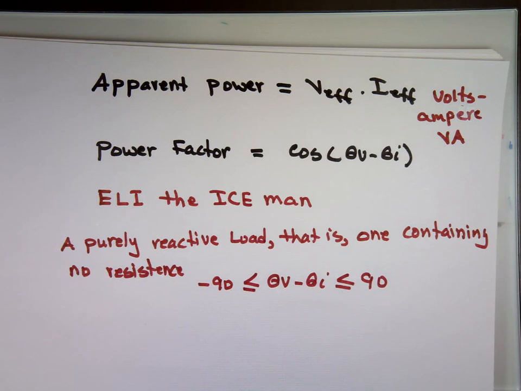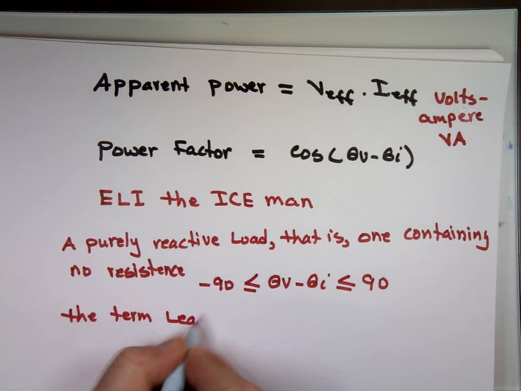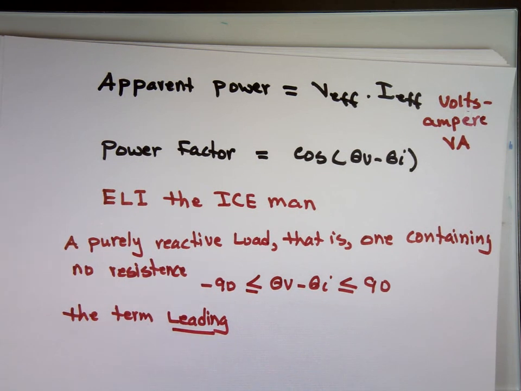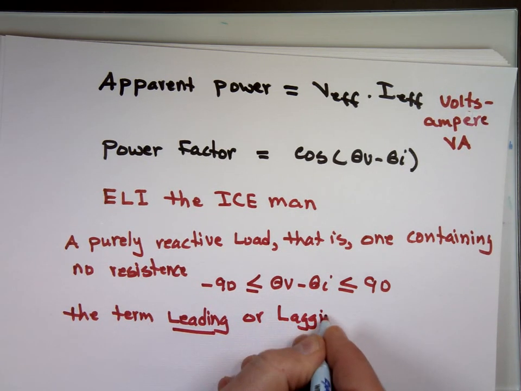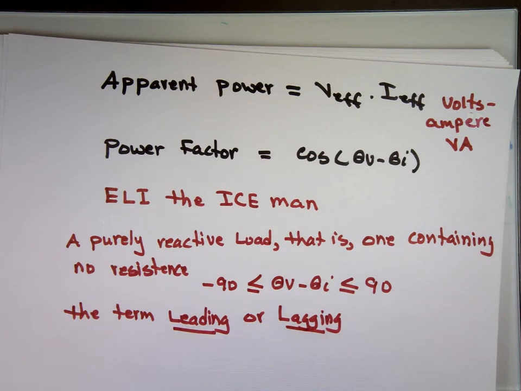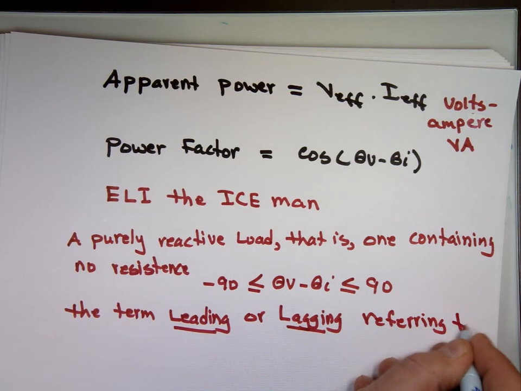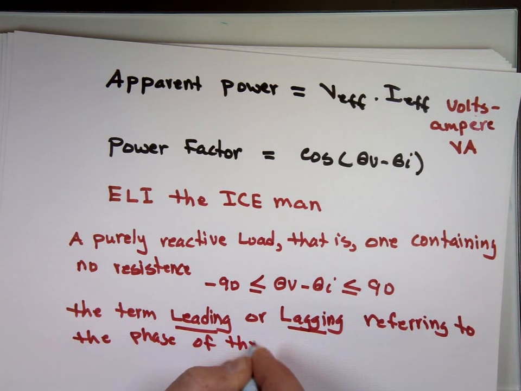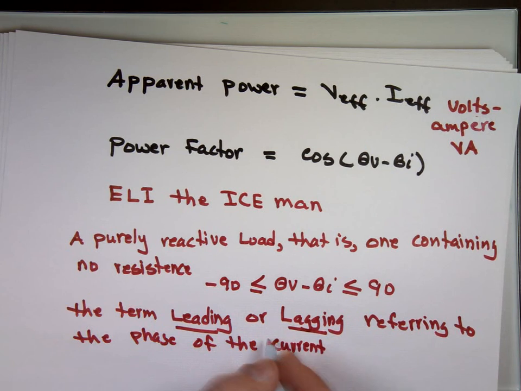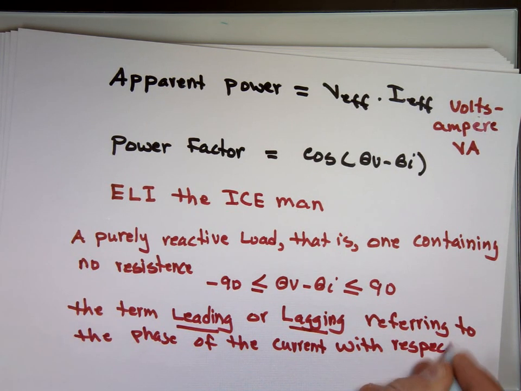And that was going to tell us if the power factor is leading or lagging. We use the words leading power factor or lagging power factor. You're going to see the word leading or lagging written multiple times. Leading or lagging power factor is referring to the phase of the current with respect to the voltage.